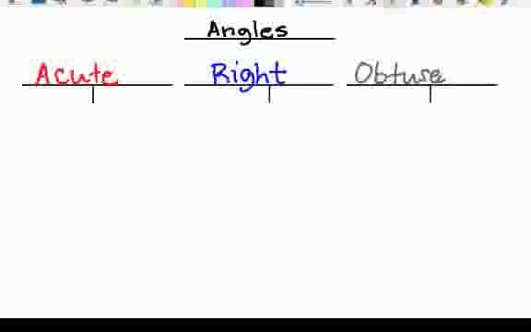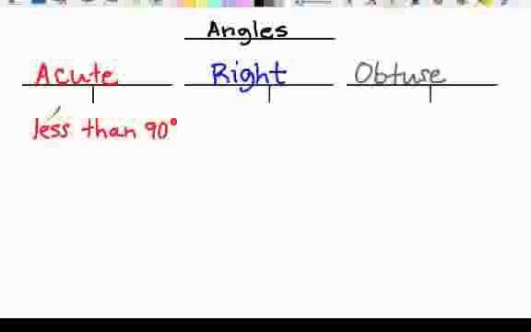But in reality, there's a 4th kind of an angle. But I'll talk about that later. But really, there's 3 main kinds of angles. An acute angle, a right angle, and an obtuse angle. So first, let's look at an acute angle. First, by its characteristics or its definition, an acute angle is less than 90 degrees.